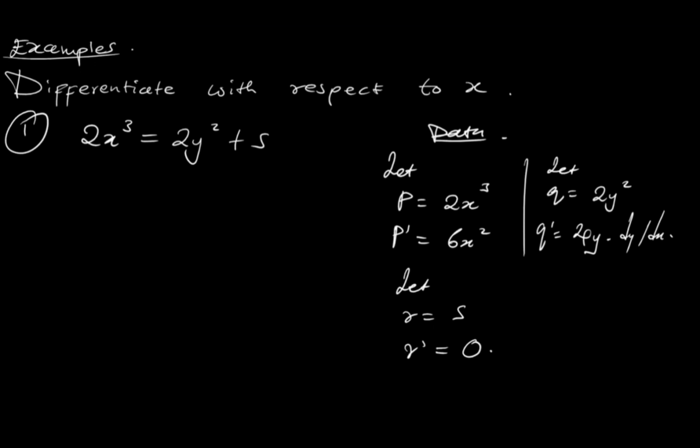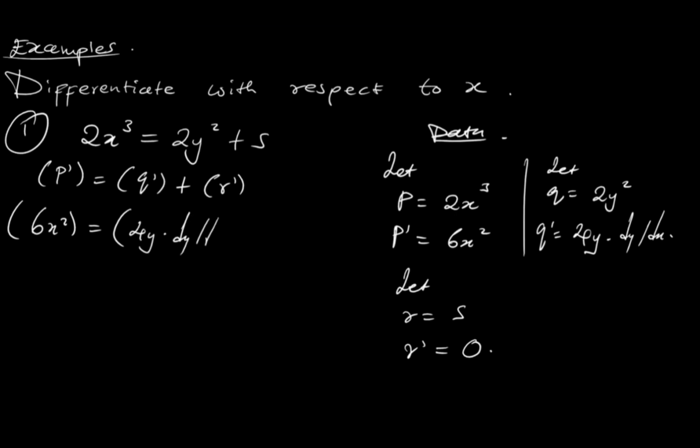Now all we'll do is this. We'll say p prime is equal to q prime plus r prime. So p prime is simply 6x squared, being equal to q prime, which is 4y times dy over dx, plus 0. Then we solve for dy over dx.